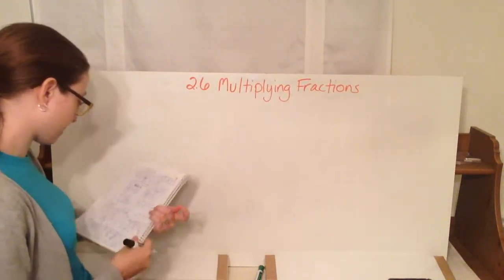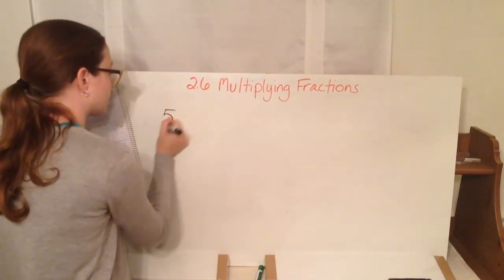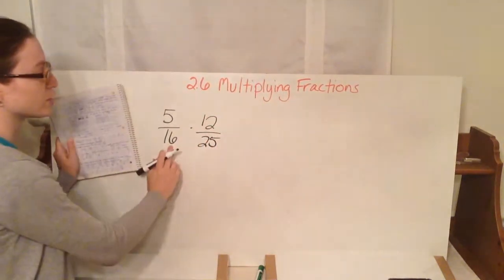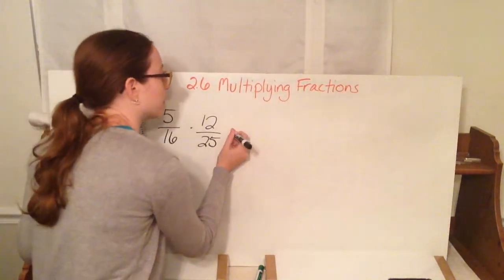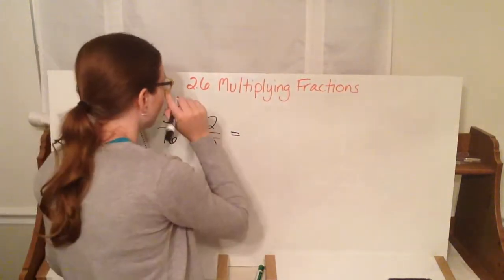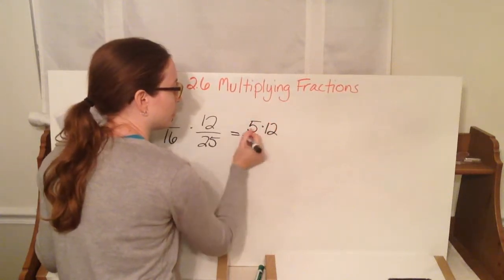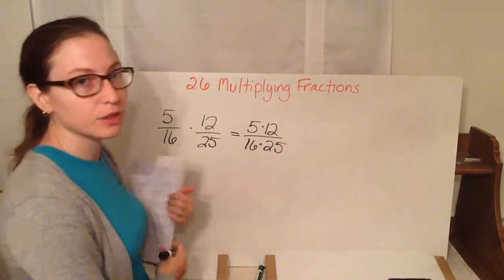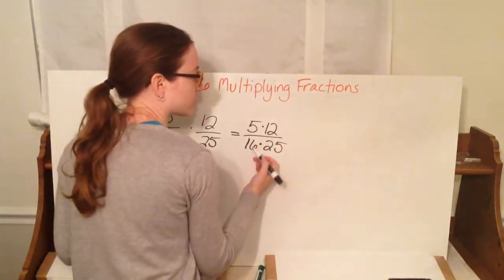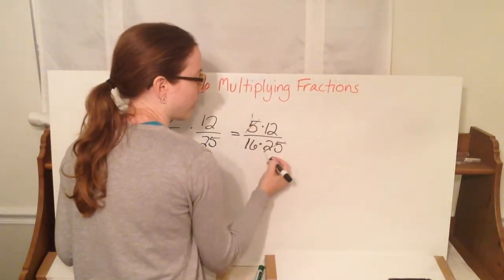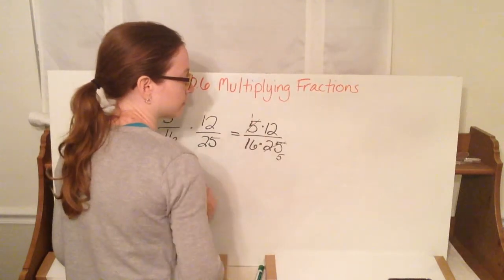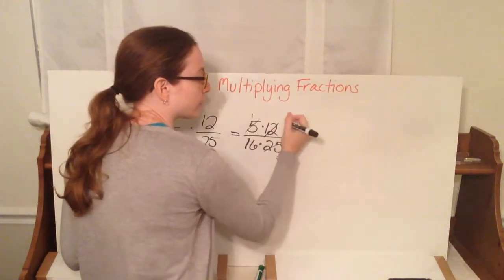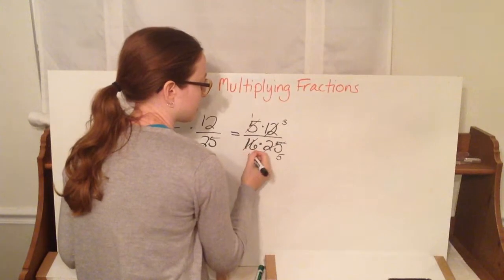So if we do 5/16 times 12/25. I don't want to do 16 times 25. So hopefully something can reduce here. I have 5 times 12 over 16 times 25. The good news is several things can reduce. 5 and 25 have a common factor of 5. So I divide them both by 5. I get 1 and 5. 12 and 16 have a common factor of 4. When I divide them both by 4, for 12 I get 3, for 16 I get 4.